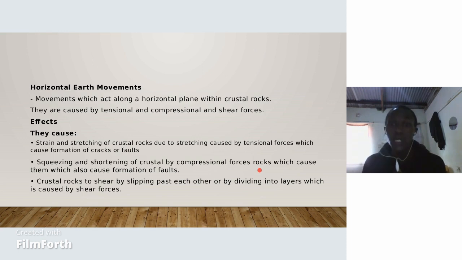Crustal rocks shear by slipping past each other. Shear actually happens past one another. The one acts in the right direction and the other one acts towards the left, hence past each other. That is shear. Hope it is understood.